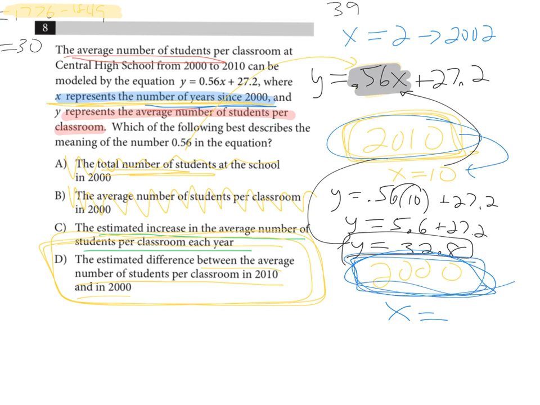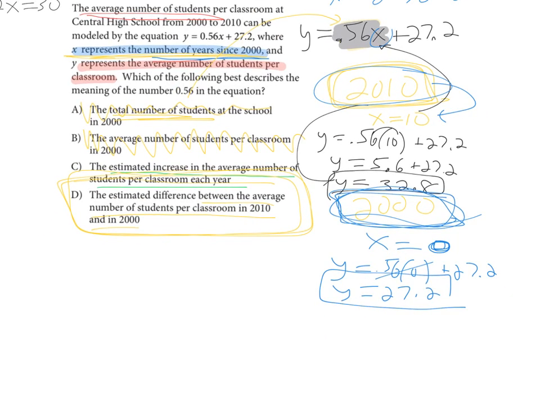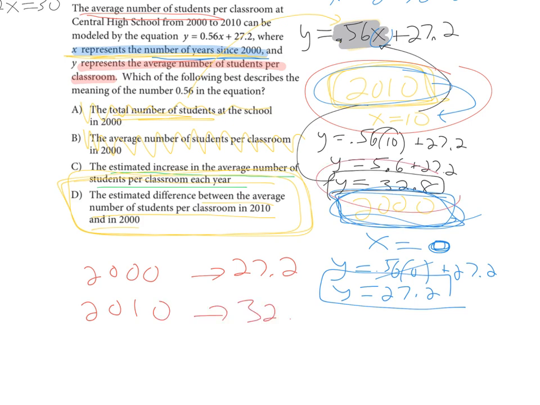Well, the year 2000, the number of years since 2000 would be 0. So if I plug in 0 for X, I have 0.56 times 0 plus 27.2. Well, 0.56 times 0 is just 0. So that means that in the year 2000, there were on average 27.2 students. In the year 2010, the number of students per classroom was 32.8. Now, which of these two answers the question?